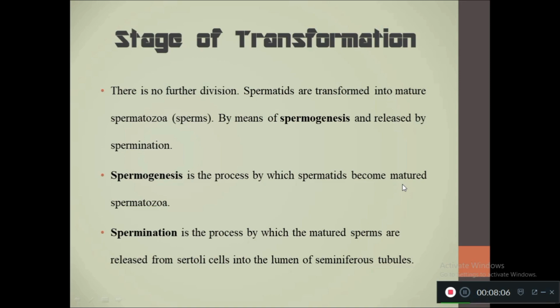Spermiogenesis is the process by which the spermatids become mature spermatozoa, and spermiation is the process by which the mature sperms are released from the Sertoli cells into the lumen of the seminiferous tubule. So this is the answer you should give in the final exam if this question comes in the question paper. Okay, so hope you understood about spermatogenesis.